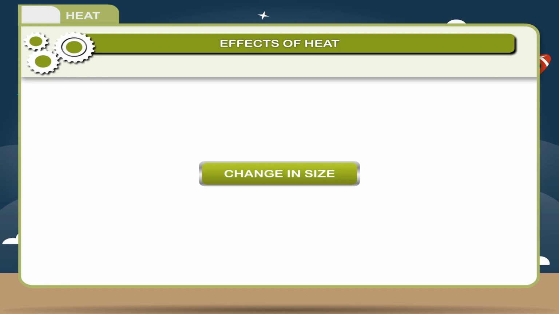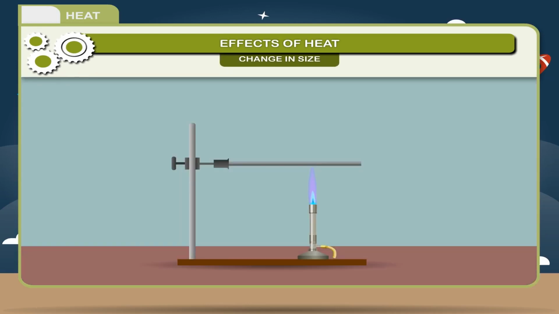Change in size. When a body is heated, an expansion occurs in it. Due to this, the size of the body may change. The expansion of a body due to heating is called thermal expansion. When a material is cooled, it contracts.